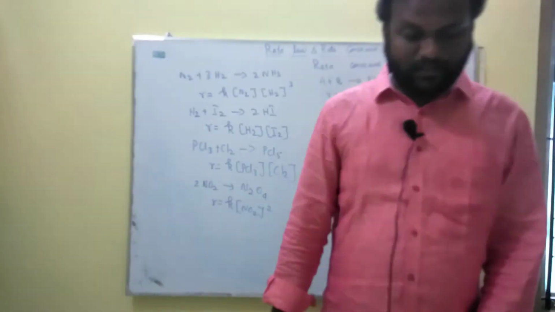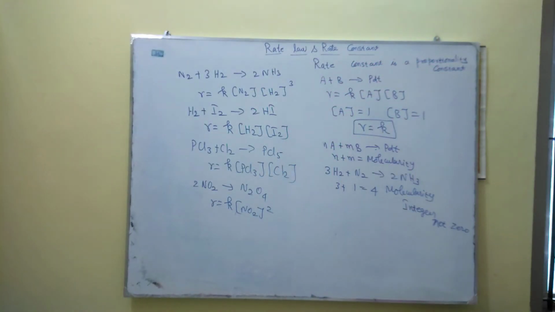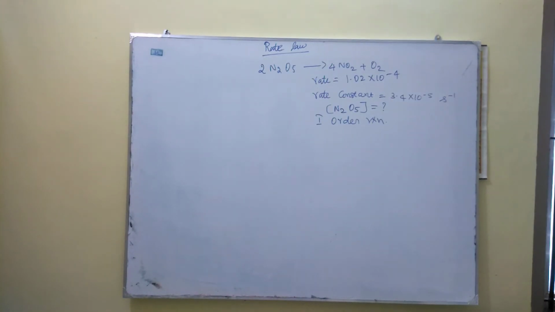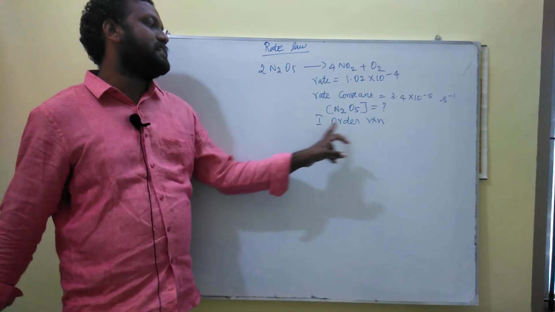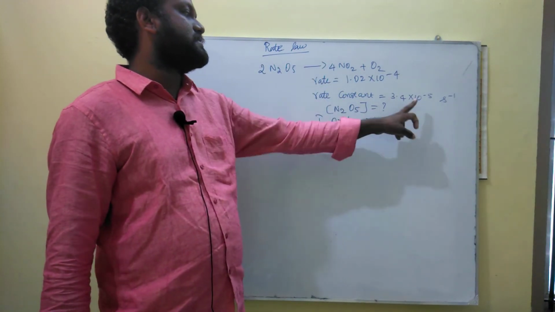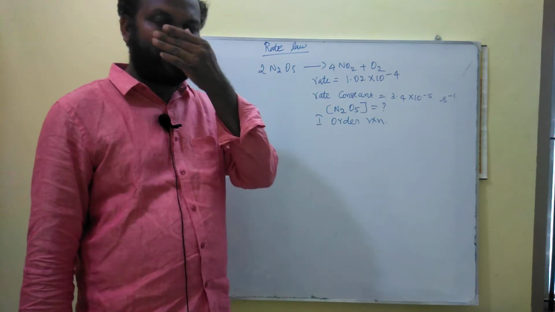So here the rate law and rate constant are discussed, and there are some problems associated with the rate law and rate constant. For example, consider this problem. The reaction given is 2N2O5 gives 4NO2 plus O2. This is the given reaction, but what they have also given is that the reaction follows first order. The rate is given, the rate constant is given, and they are asking for the concentration of N2O5.